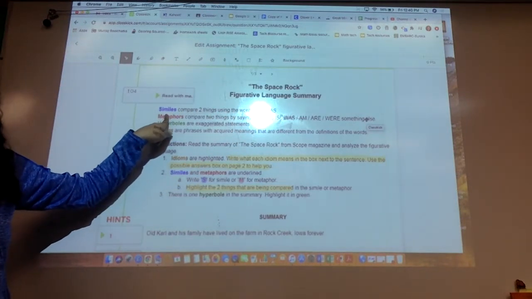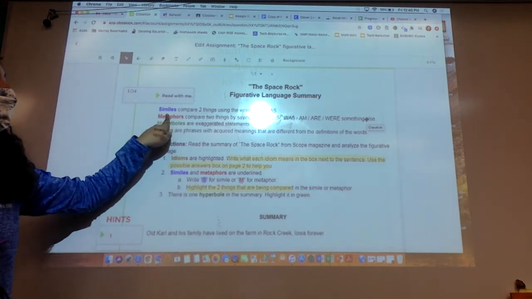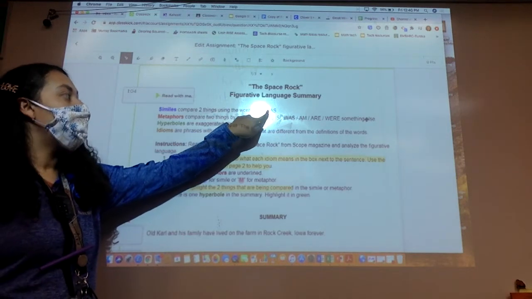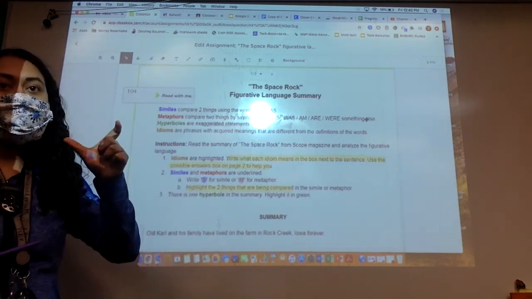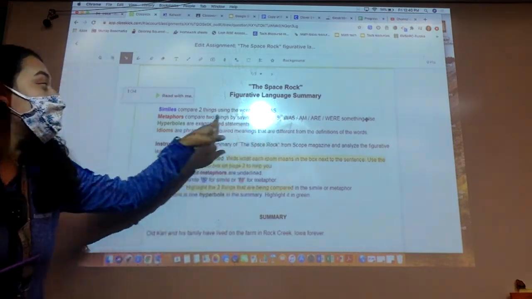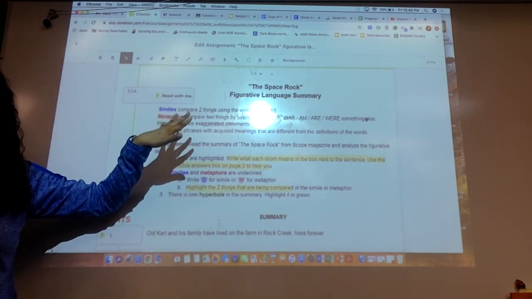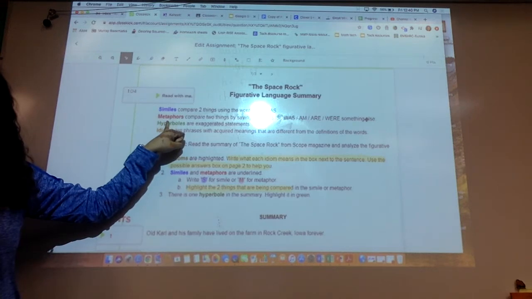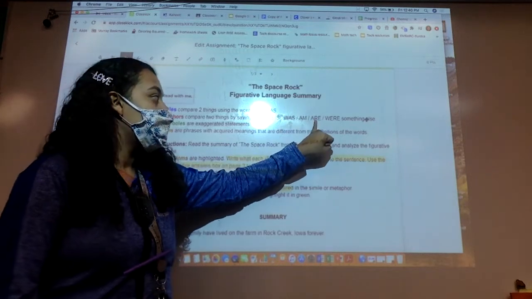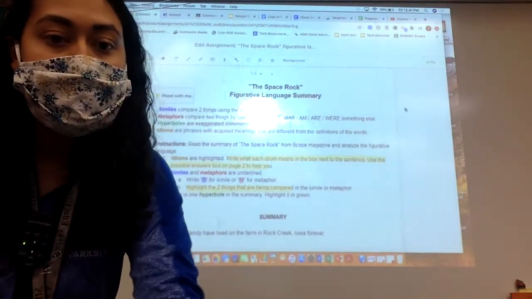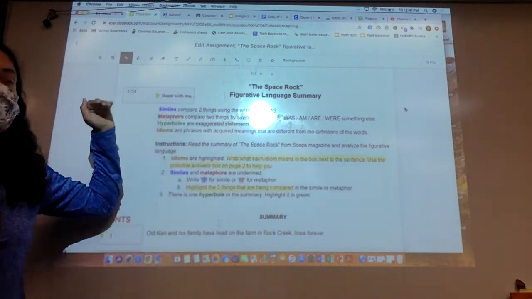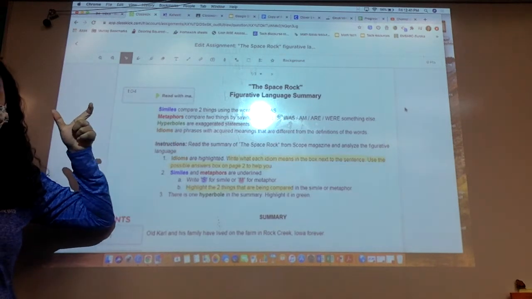Similes. What is a simile? Who wants to read it? Dylan? Similes compare using the words like or as. So if a sentence has the word like, or if it has the word as, it is a simile. Simple as that. Okay? Metaphor. Who wants to read this one? Sophie? Metaphors compare two things by saying one thing is, was, are, or were something else. So if it has these words, it is automatically a metaphor, in a sentence or a phrase.